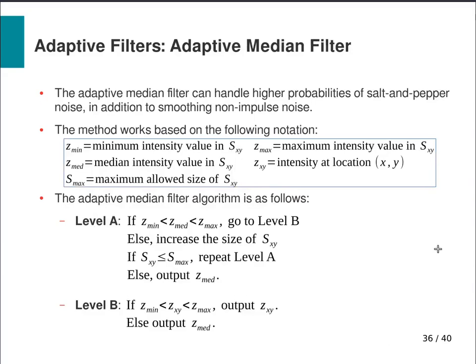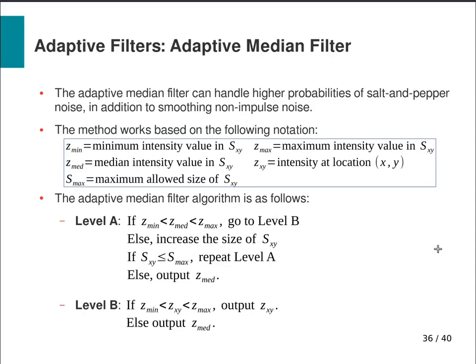So the next adaptive filter that I want to talk about here is the adaptive median filter. The adaptive median filter can handle higher probabilities of salt and pepper noise, in addition to smoothing non-impulse noise. So the method works based on the following notation.